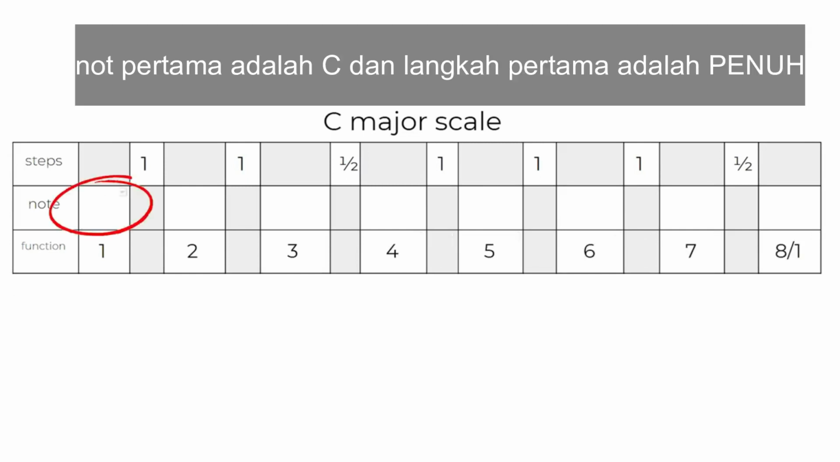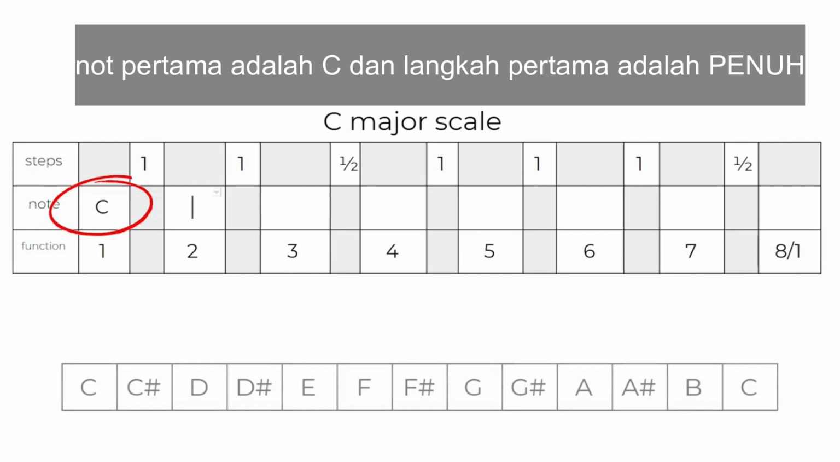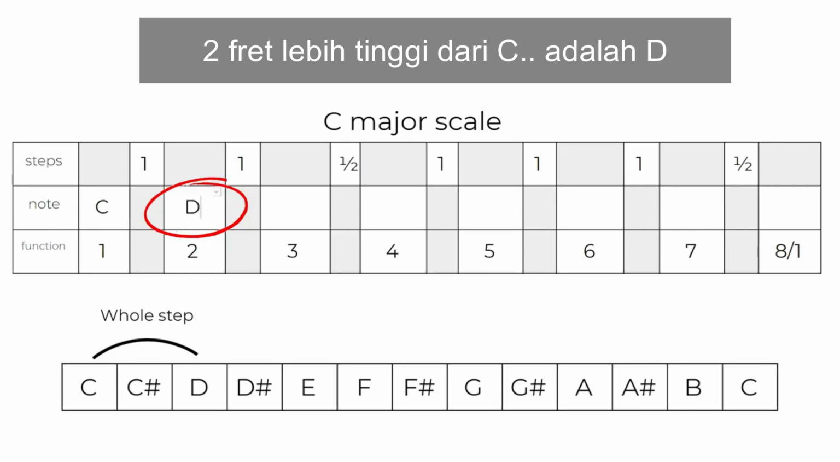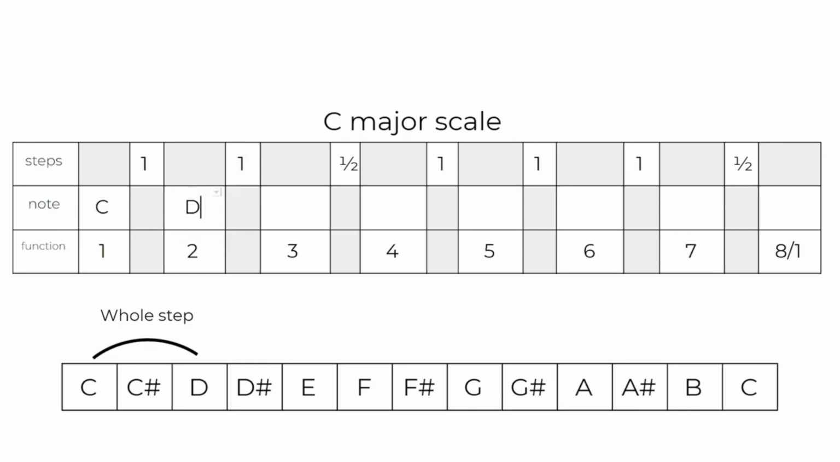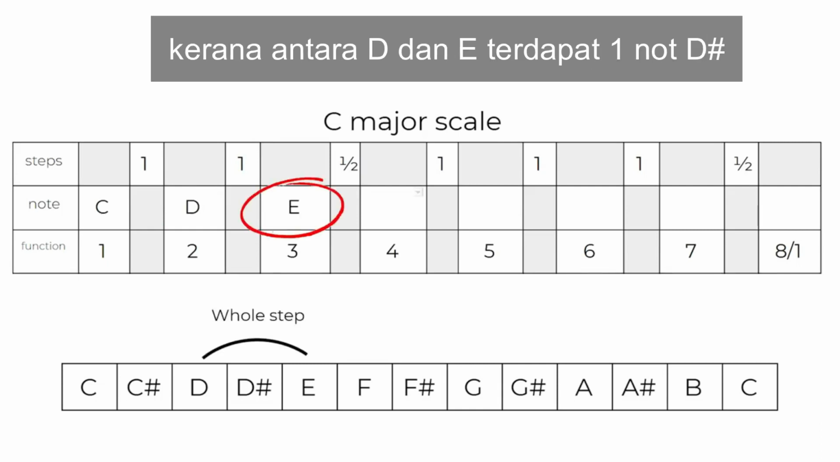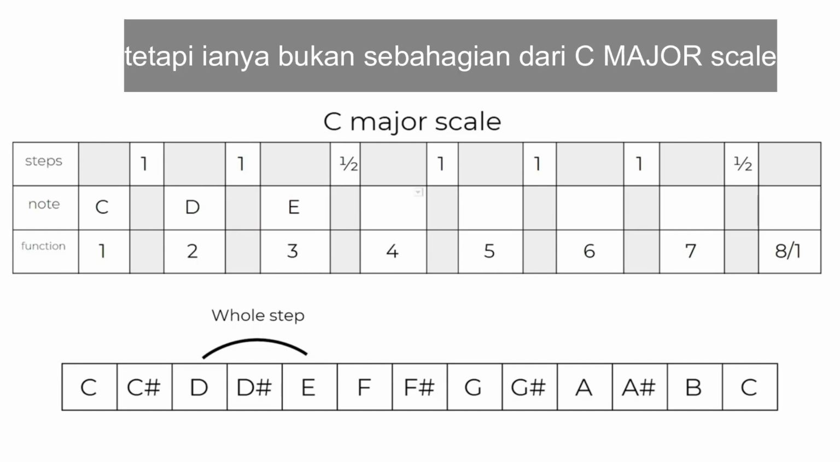So the first note is a C, and the first step needs to be a whole step. So a whole step up from C is D. So 2 frets higher from C is a D. And then from D, a whole step up again is the E. Because between the D and the E lies one note, the D sharp, but that's not a part of the C major scale.